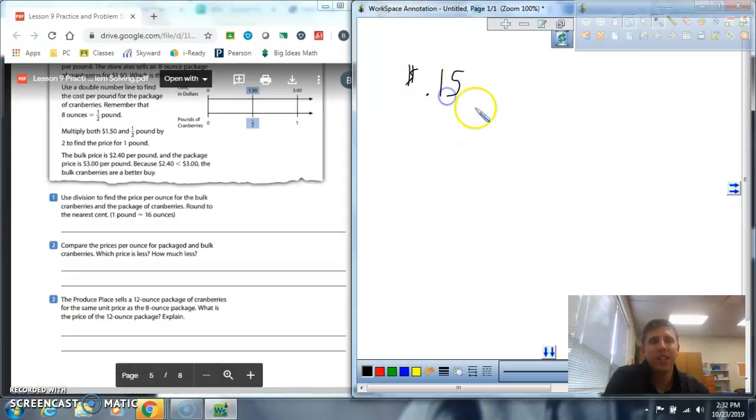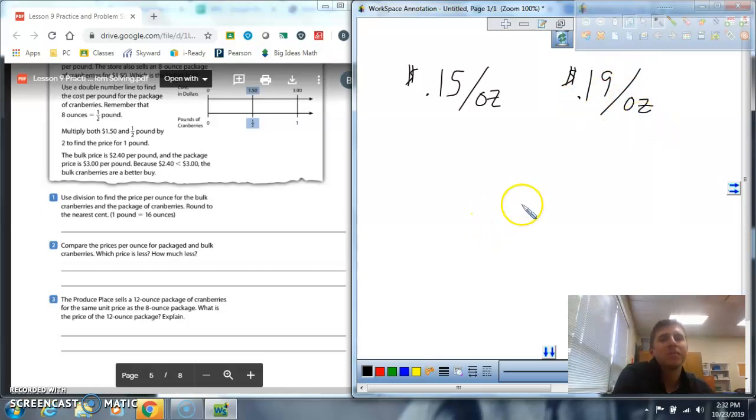We had 15 cents per ounce, and we had 19 cents per ounce, I believe. Okay. So comparing these, the first one's obviously less. How much less? Well, we actually get a deal of 4 cents per every ounce. Every ounce you buy, you get 4 cents, pretty much a 4-cent discount with doing the $2.40 per pound. Okay.